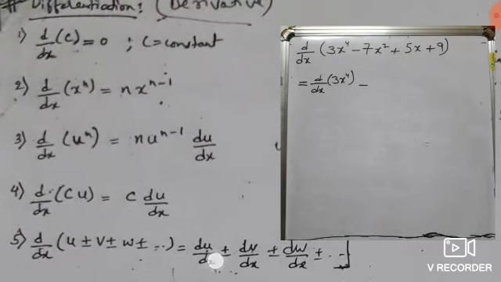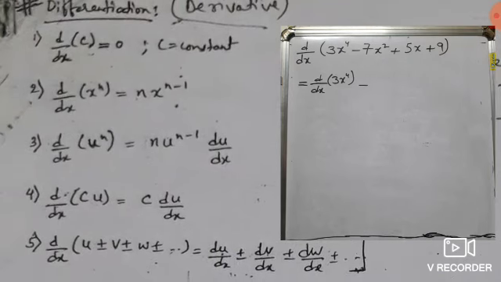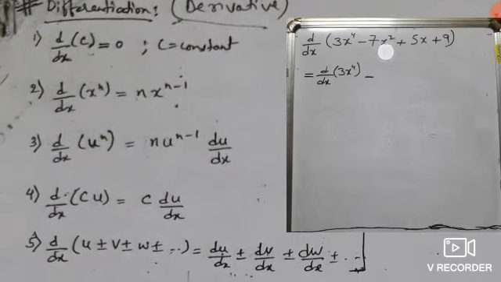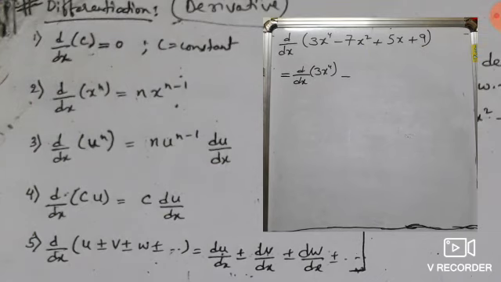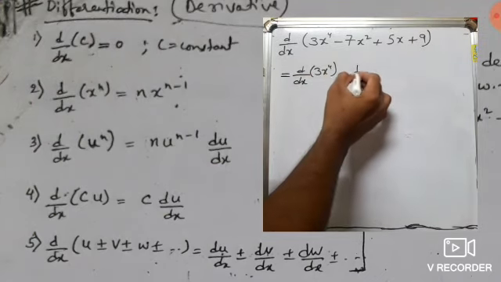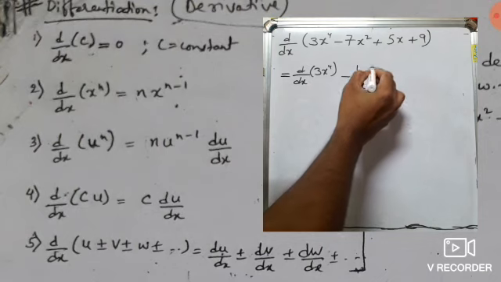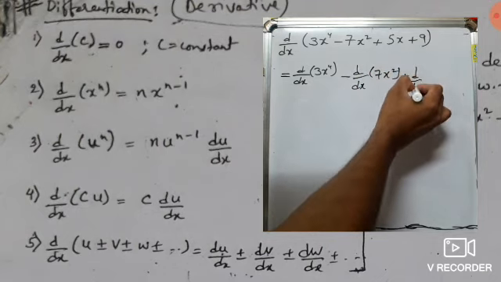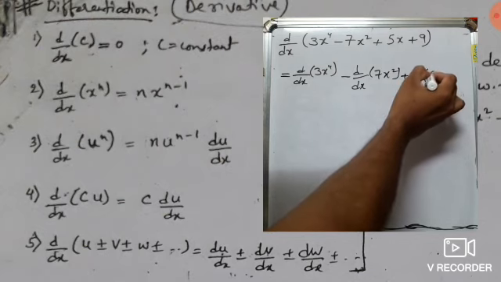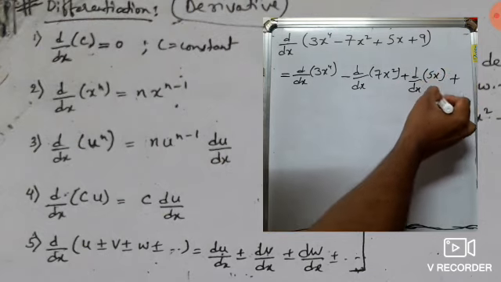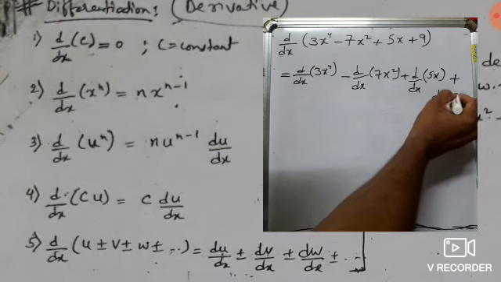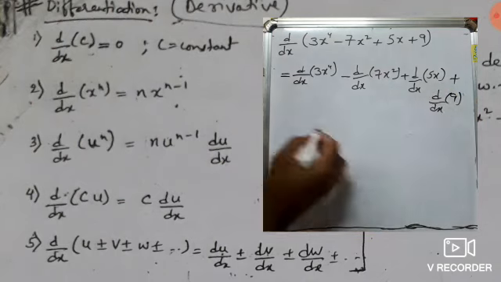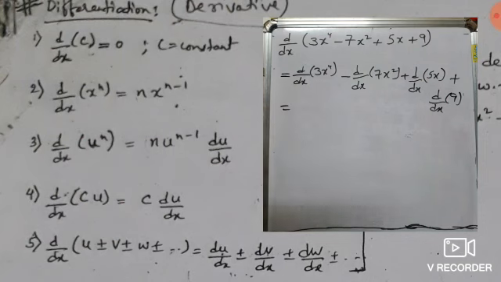We can see d/dx of so many terms, u plus or minus v plus or minus w. We have to break it into du/dx, dv/dx. So we will break all the terms shown on the board. How will we break them? It is minus d/dx of 7x square, plus d/dx of 5x, plus d/dx of 9. So how to solve the first expression? We can see it here.